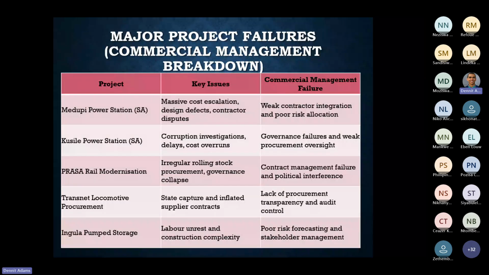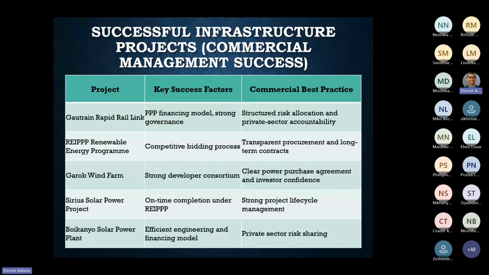Okay, so if we look at the successes or the best practice, there was a structured risk allocation for the Gautrain rapid rail link. The private sector accountability was strong, so that PPP financing model was really strong. And the REIPPP, renewable energy program, had a competitive bidding process, so also a transparent procurement and long-term contract. That's one of the major success factors.